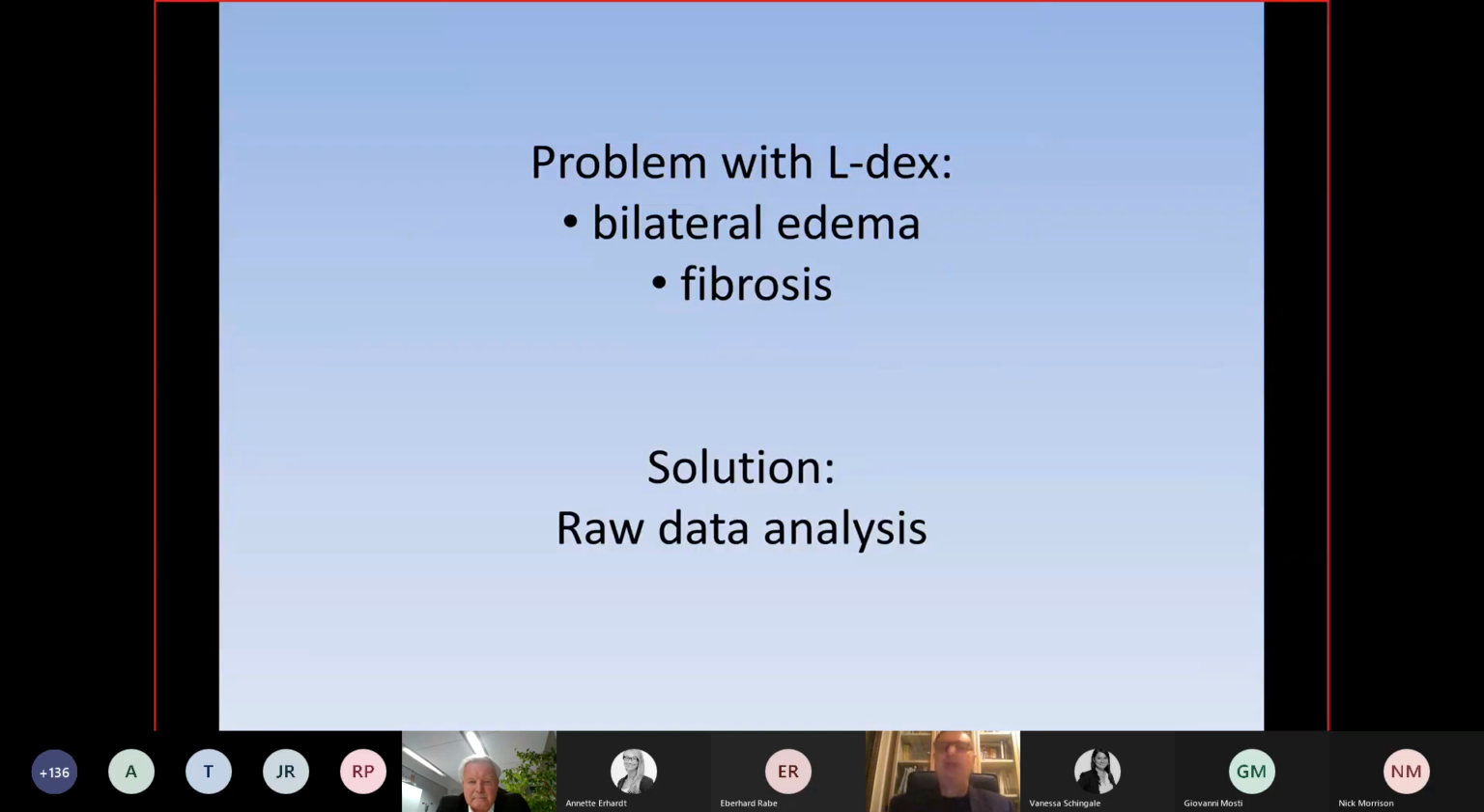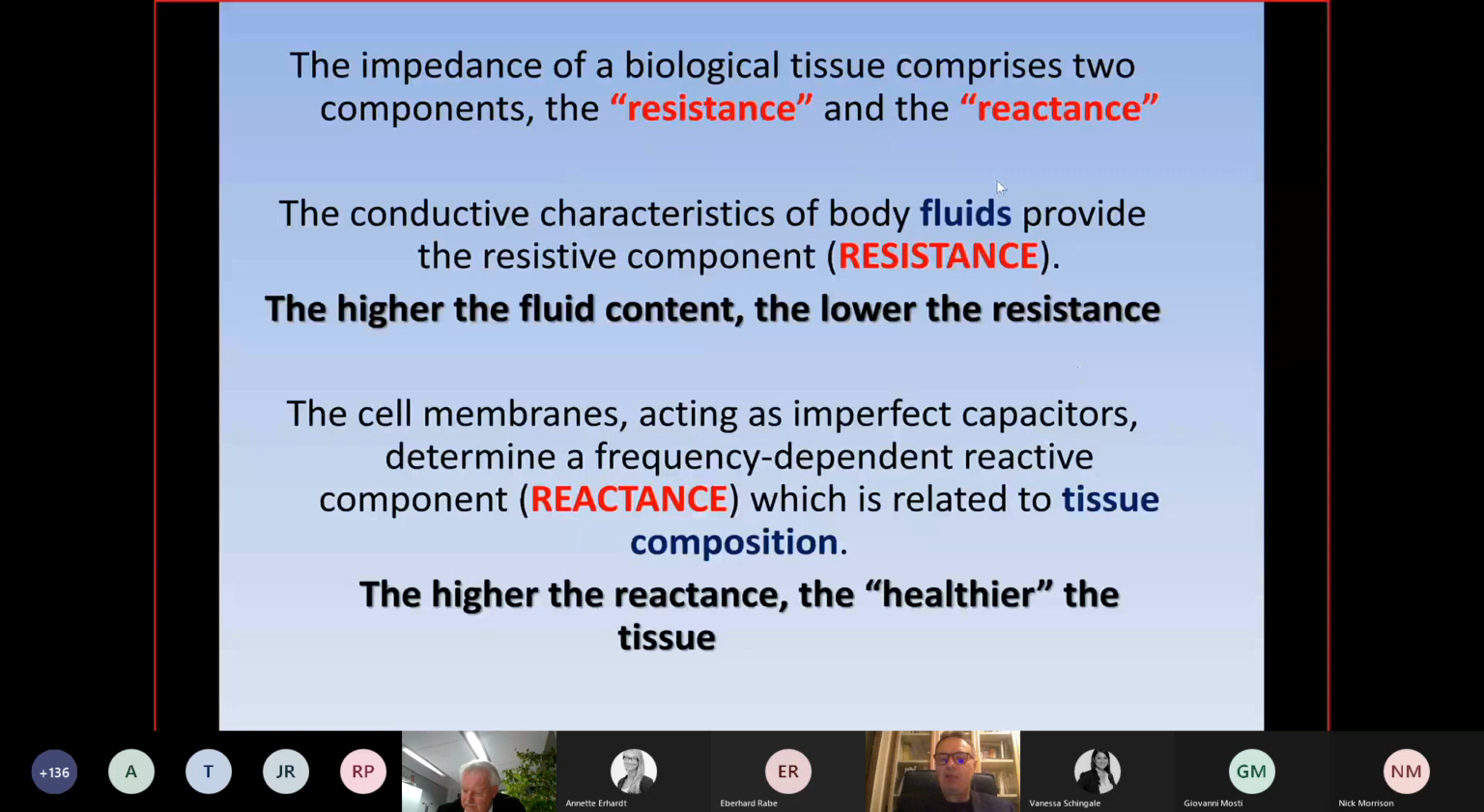When we started to apply this technology, we found some little problems, because when you have a bilateral edema, this index is not applicable. And that's the same when you have fibrosis, for example. So at the end of the day, we decided to go through the raw data analysis. And the raw data analysis, when you perform a bioimpedance examination, permits you to know a little bit more about resistance. So we told before that the higher the fluid content, the lower the resistance, and vice versa. And also reactance, which means that the higher the reactance, the healthier the tissue.